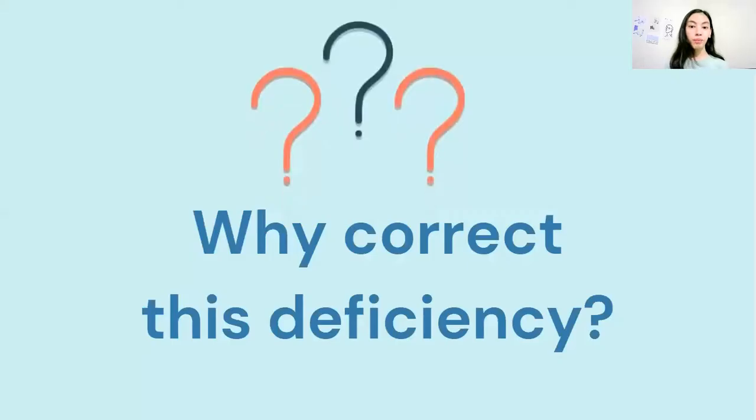So why is it important that we correct this deficiency? It is to promote reading fluency and reading comprehension. Helping students gain knowledge of words or vocabulary will help them understand whatever they're reading or whatever they're watching. It's also going to give them an opportunity to read more, knowing that they're able to comprehend more words.